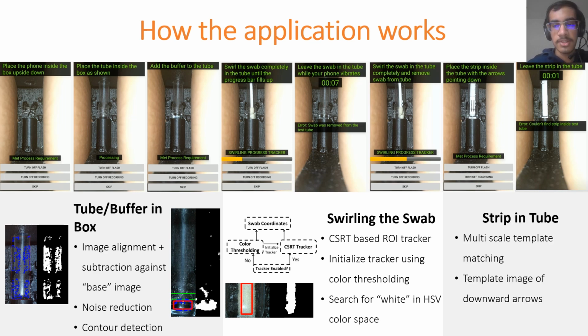The final 2 steps involve placing the strip inside the test tube. We use multi-scale template matching to ensure that the strip has been placed inside the test tube and in the proper orientation. We utilize a template image of the downward arrows, which not only helps ensure that the strip has been placed, but also that it has been placed in the proper orientation.